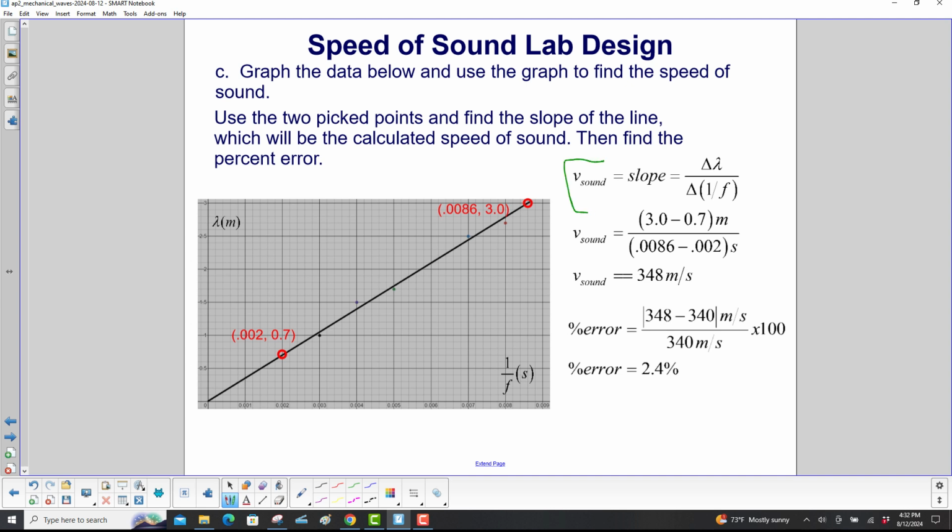So here, v sound is the slope of our line, which is delta lambda over delta 1 over frequency. Substitute in our values for delta lambda, and here's delta 1 over f, and we get 348 meters per second. The percent error will be the absolute value of 348 minus 340, which is the generally accepted speed of sound, divided by 340 times 100, and we get a percent error of 2.4%.